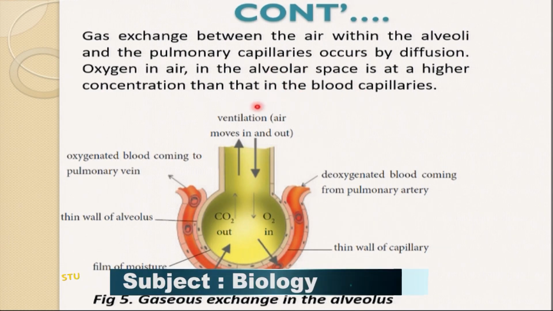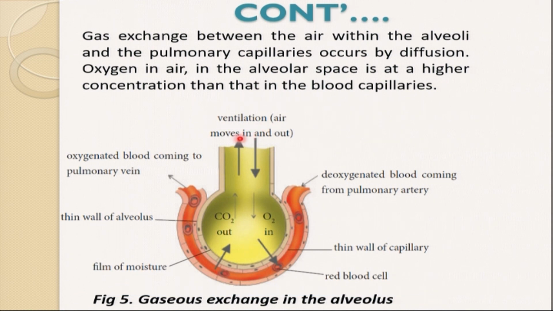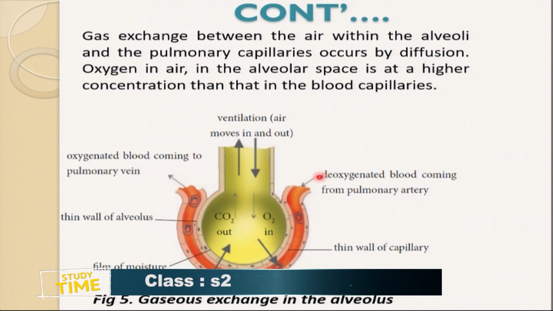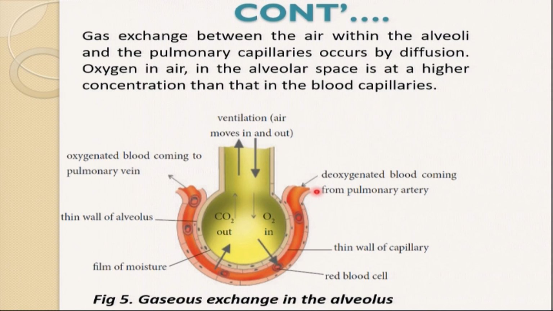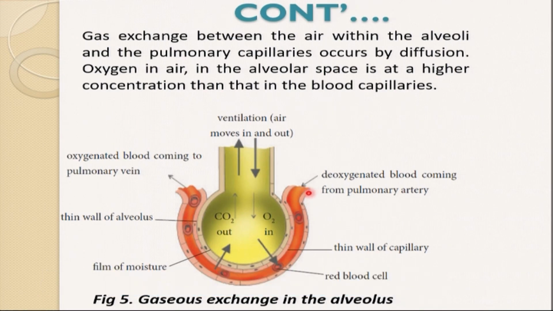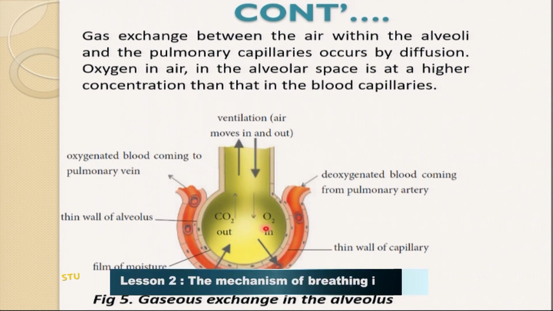This is a diagram. This one is called ventilation. Air is taken in, moves in and out. This is the alveolar sac, which is moist and thin. As the blood moves from the right side to this side, if you observe it clearly, it becomes more reddish. It means that once the blood enters from here, carbon dioxide is diffusing out from the blood capillary, and oxygen is being loaded onto hemoglobin.